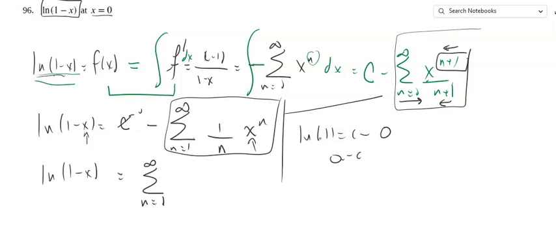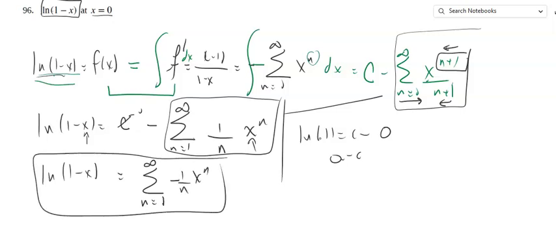Did I miss a negative out of that? Let me see. There was a negative 1, negative 1, negative 1, negative 1. No. Again, a sub n x to the n. You always want to write it that way. And this is from n equal 1 to infinity. And there it is.